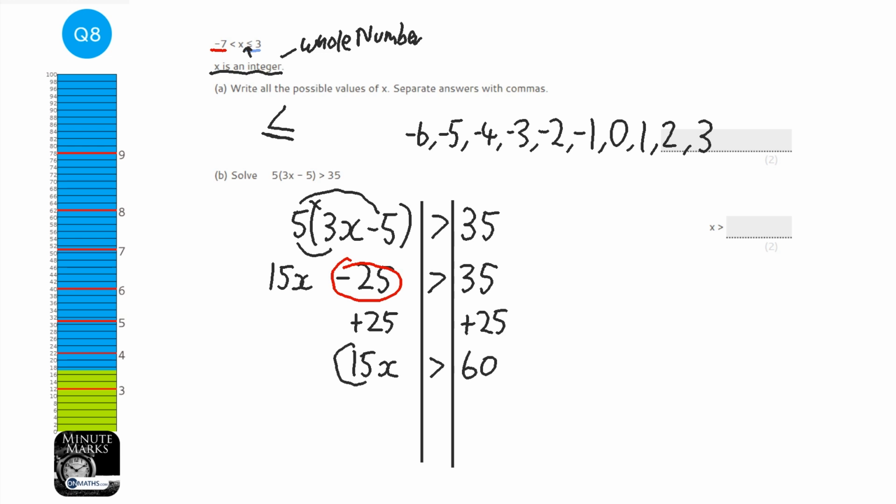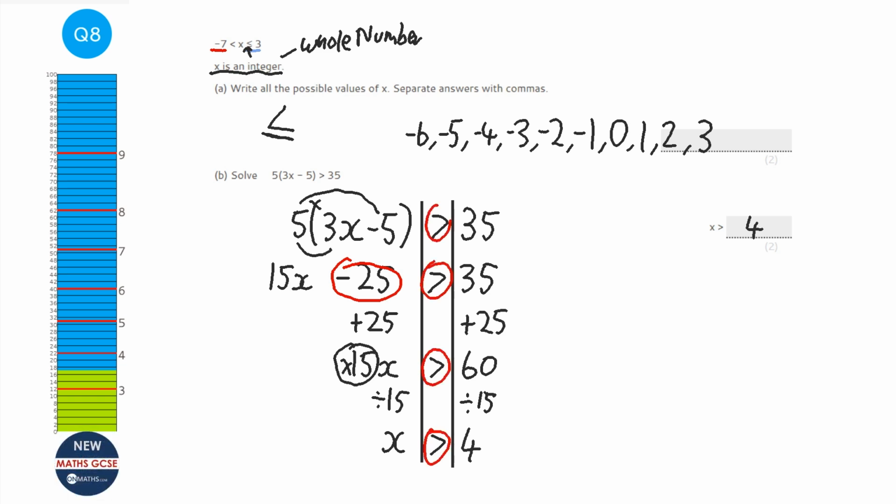Now to get rid of this times 15, we need to divide both sides by 15. So that will get rid of the 15 there. And how many 15s in 60? Well, 2 times 15 is 30, so it would be 4. Now be really careful not to accidentally put any equal signs in your answer, and especially this bit here. So it's x is greater than 4.